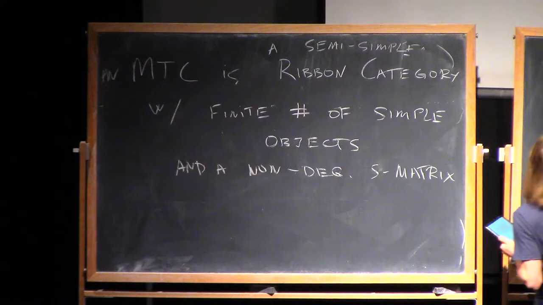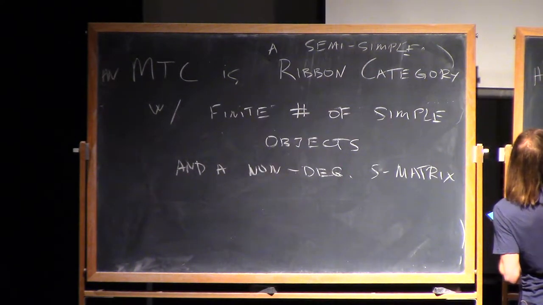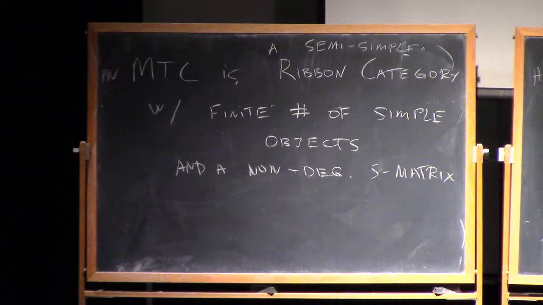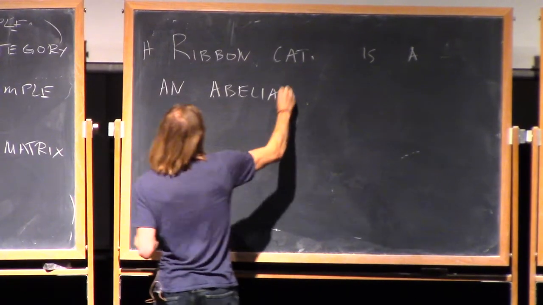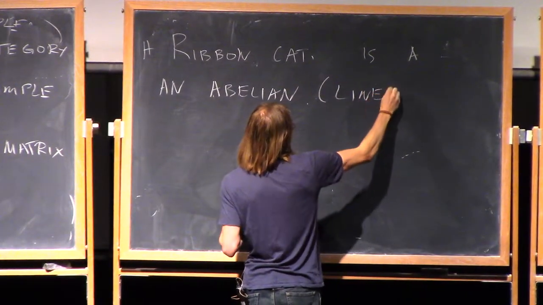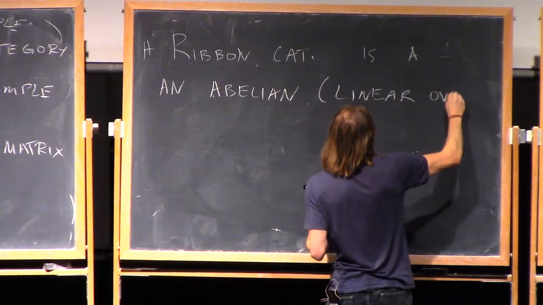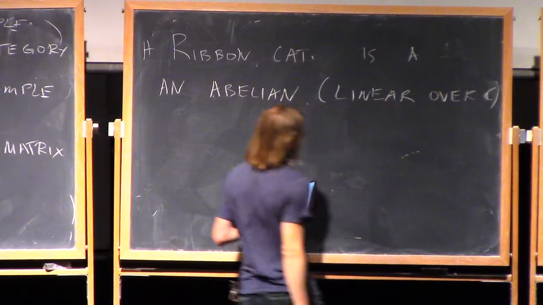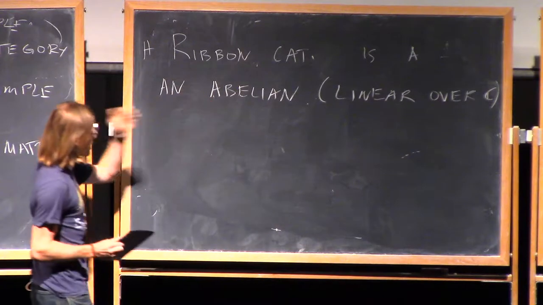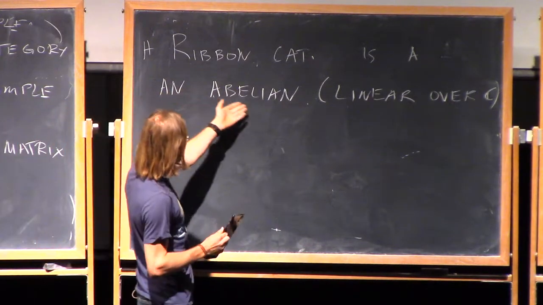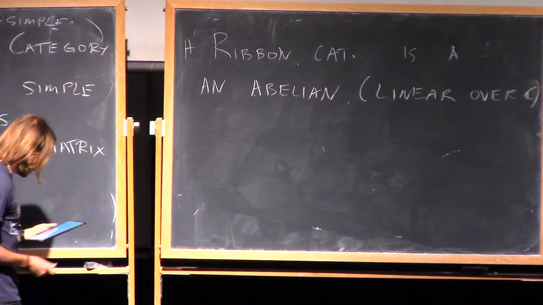So what is a ribbon category? Again, I'm not going to go into a very detailed definition. A ribbon category is abelian, and moreover it's linear over C. Roughly speaking, linear also means that all homs are vector spaces over C. Abelian means there is always a well-defined kernel and co-kernel in the category.